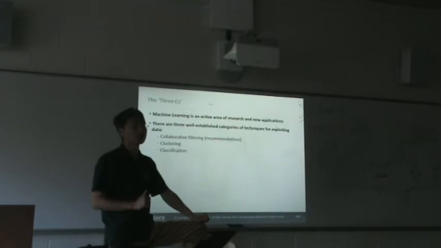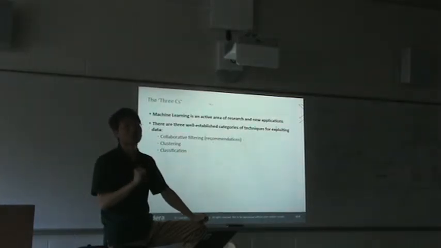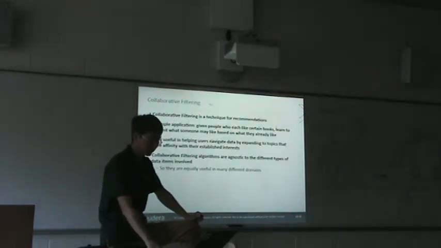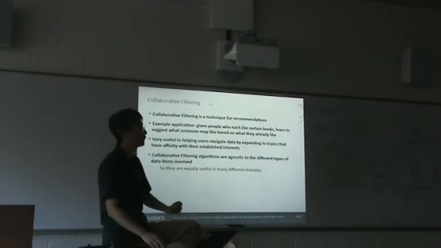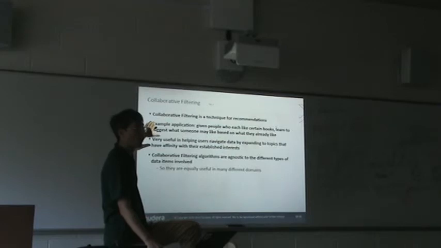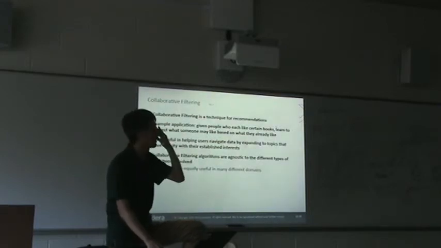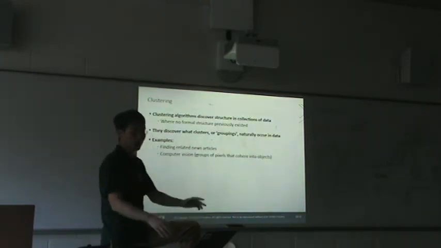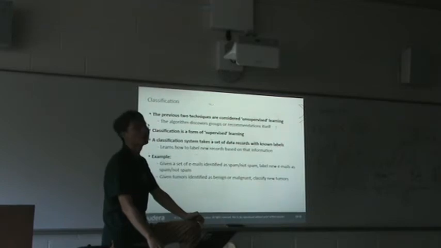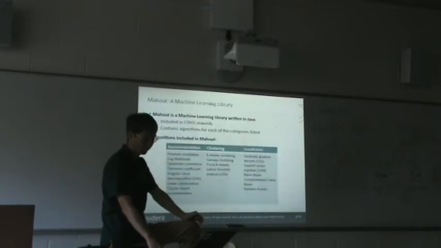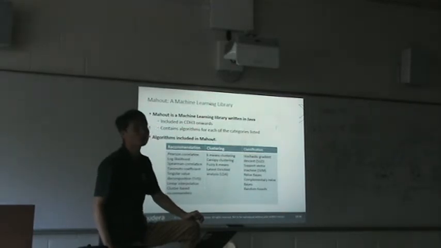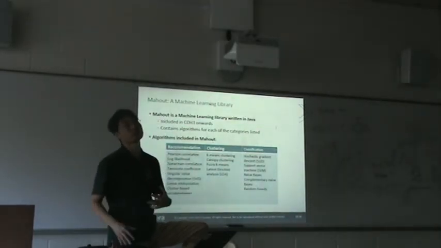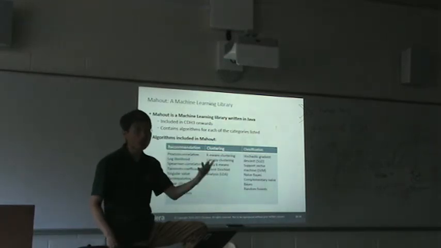Why? MapReduce allows commutative and associative algorithms. Collaborative filtering is based on frequency analysis, for the recommendation that I explained. Clustering is grouping without training data, and classification is with training data. So now there is the machine learning library. Somebody already implemented such machine learning algorithms using MR programs.